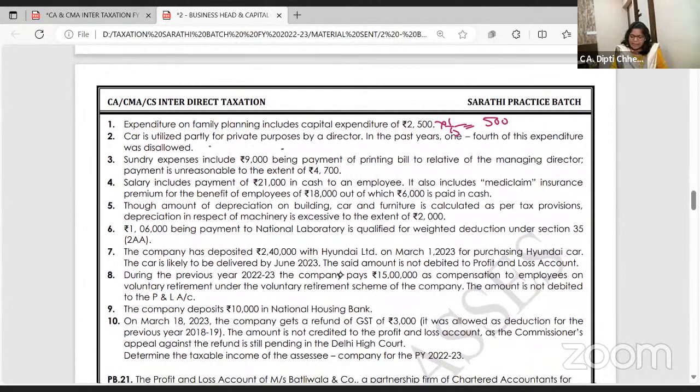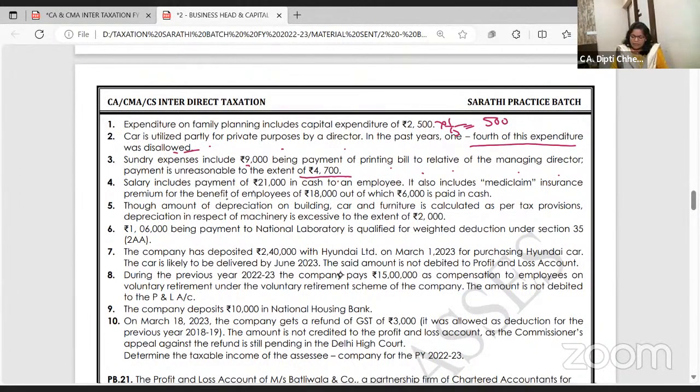Car is utilized by director, so 1/4 of expenses are disallowed. Okay, car related expense we will disallow. Salary is paid to managing director's relative. It is unreasonable 4,000, though paid is 9,000. Whatever is unreasonable, add back.